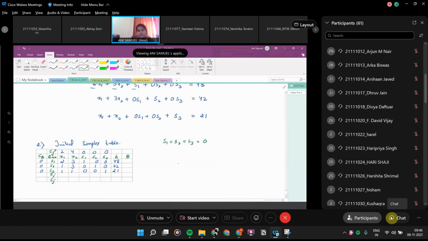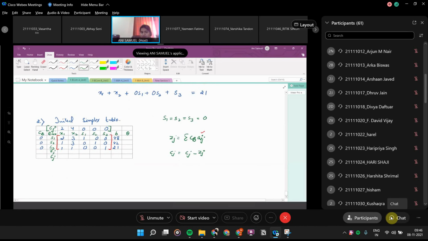Then there is again Zj and Cj repeated. Why? Because there will be a new Cj here. Zj is summation of Cb into Aij, where the Aij's are from this matrix. Your Cj is nothing but your first Cj, the elements from here, minus Zj. Now, CB is 0 for the first one.